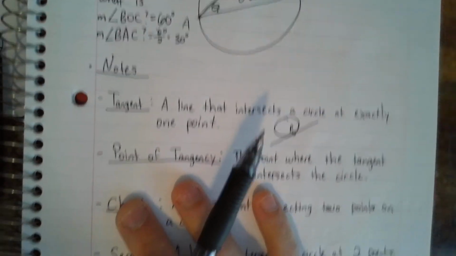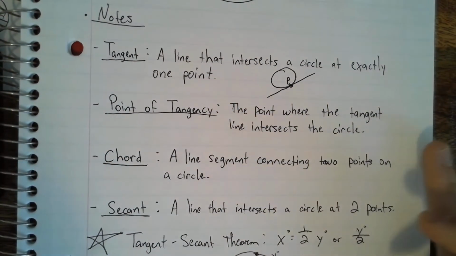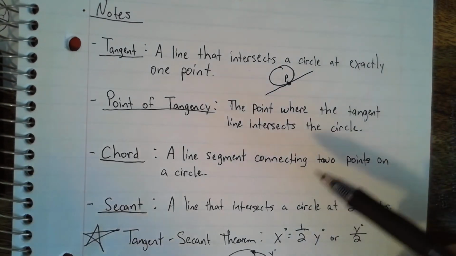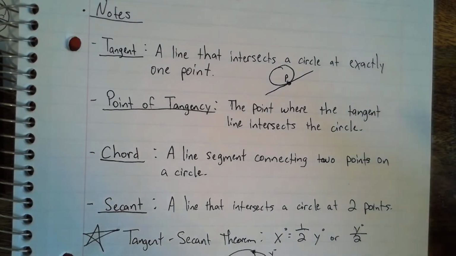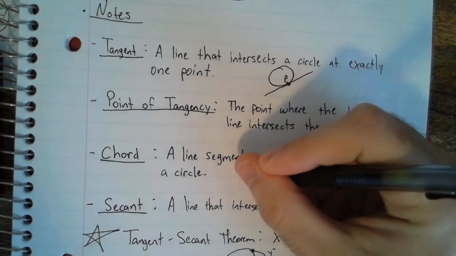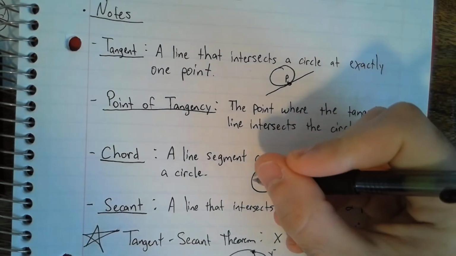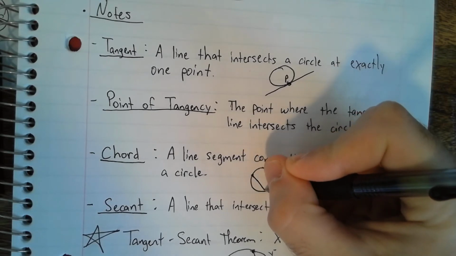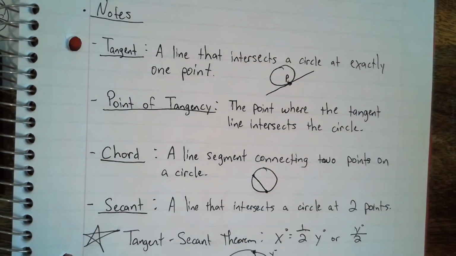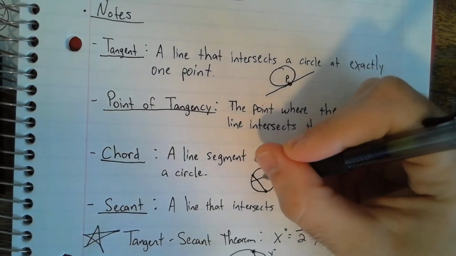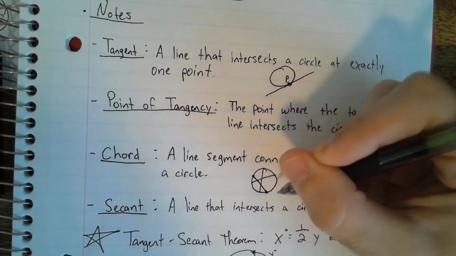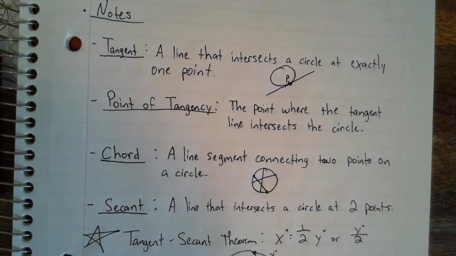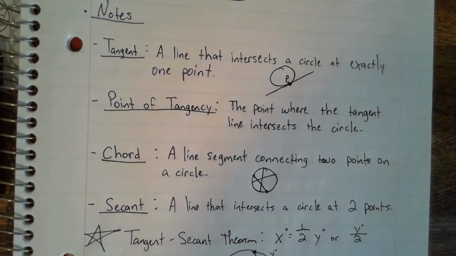These next two definitions have a lot in common. A chord is a line segment connecting two points on a circle. Basically, if you have a circle, a chord is just a line segment that goes end to end on the circle. It could be that, it could be this, it could be that. So a chord is a line segment that just connects two points on a circle.